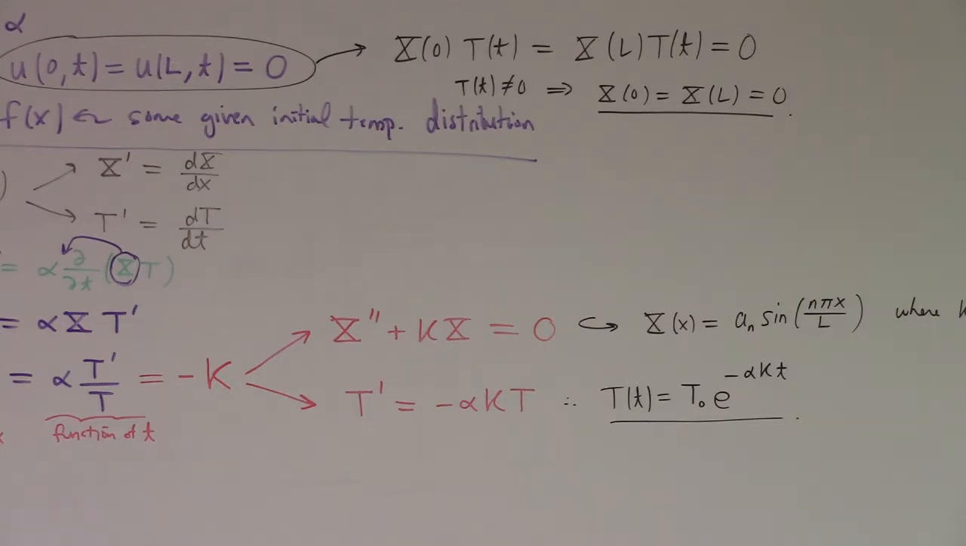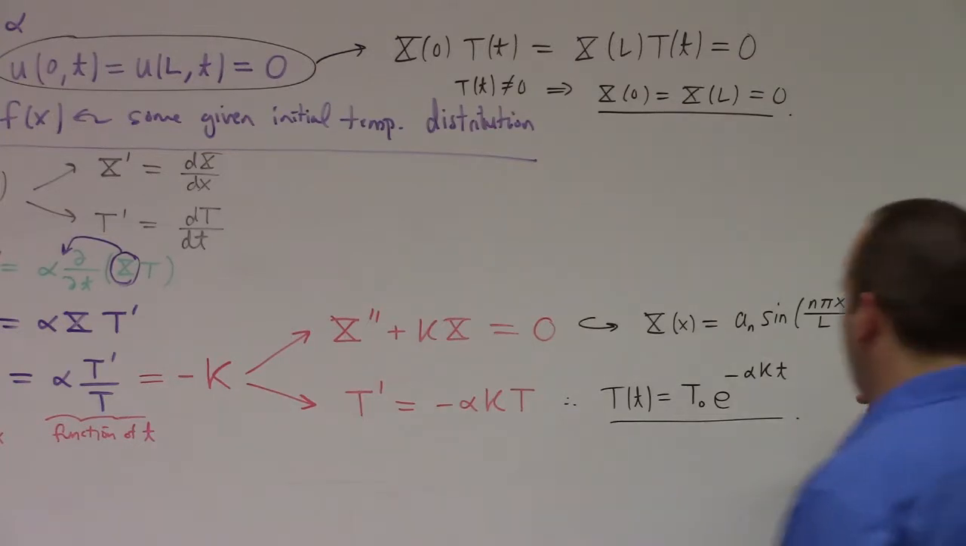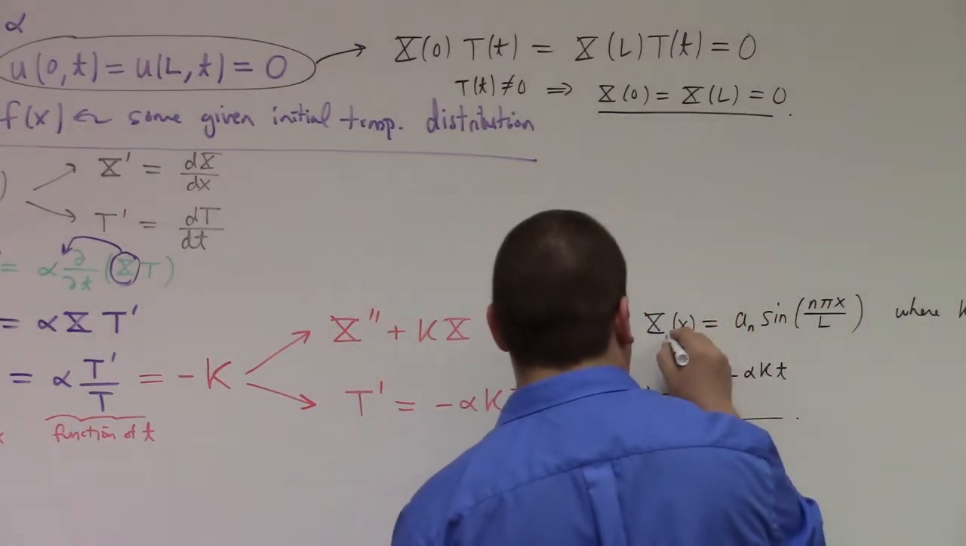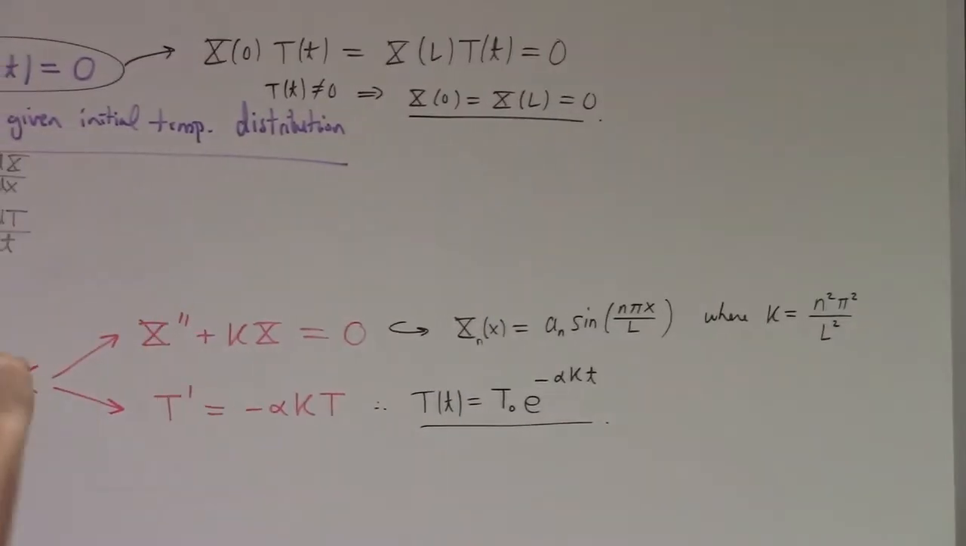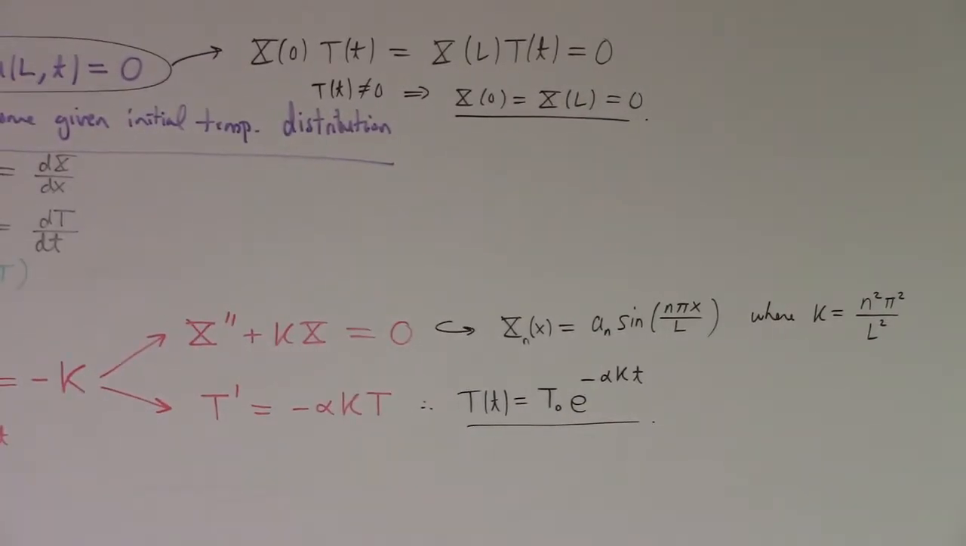I used a b sub n, but that's kind of immaterial. And I might stick a little sub n on this, because apparently I get a different solution for each n, right? I found not just one solution. It looks like I found a whole lot of them, right?